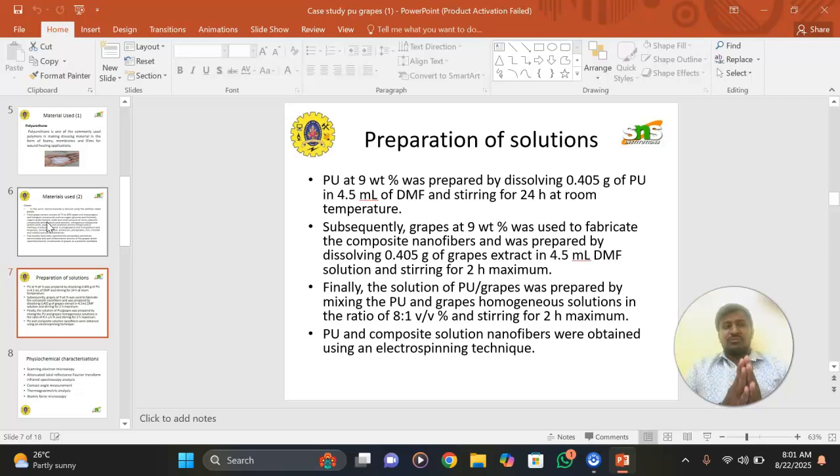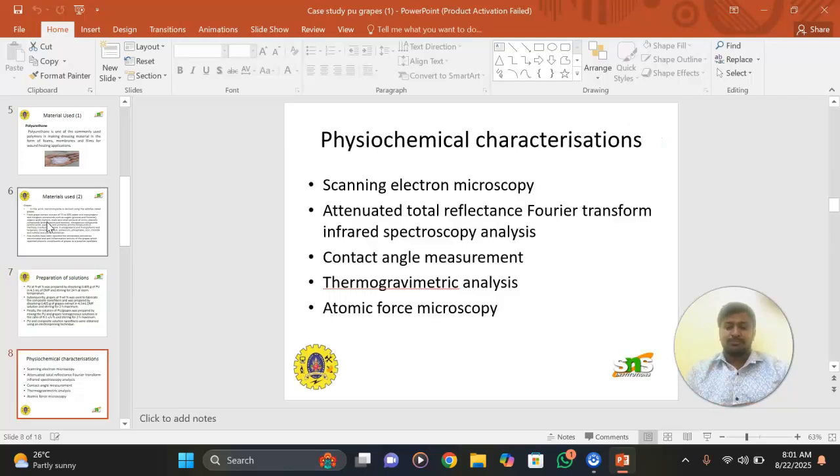Next, for the electrospinning technique, we have to prepare the polymer solution. Here, the polymer solution is prepared at a 9 weight fraction. Similarly, we mix the grape extract into PU; the grape extract solution was also prepared at a 9 weight fraction. I mixed the grapes into PU at a ratio of 8 to 2. Finally, it was transferred to the electrospinning setup, and the scaffold was fabricated.